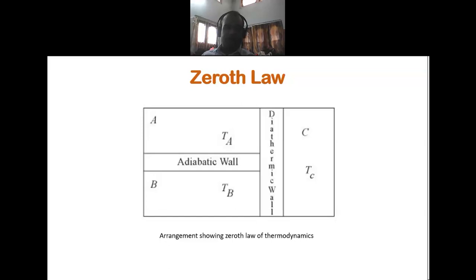The figure is: there is one compartment A. Compartment means system. There is another called B, and another C. A is at temperature TA, B is at temperature TB, and C is at temperature TC. A and B are separated by an adiabatic wall, and A and B each are separated from C by a diathermic wall. We will discuss this figure, but first we draw it.